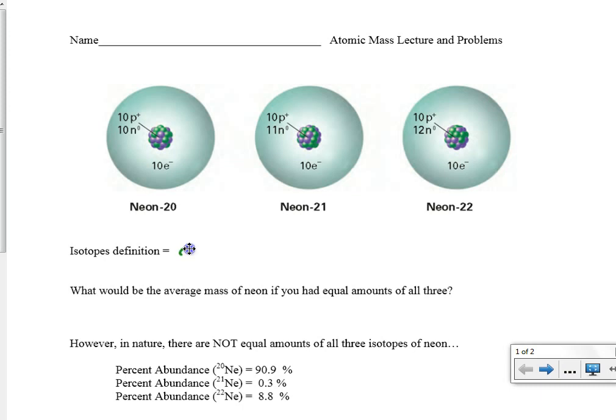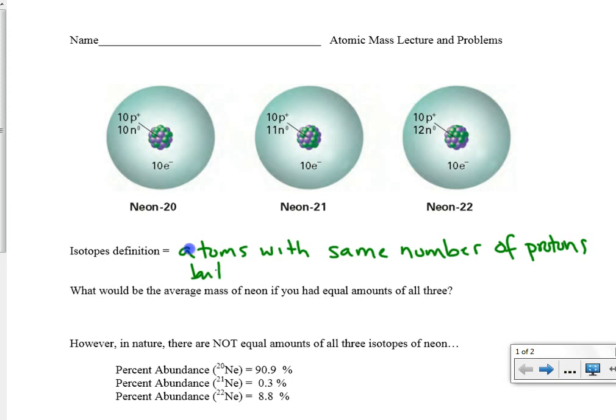Isotopes, the definition: these are atoms with the same number of protons but a different number of neutrons.